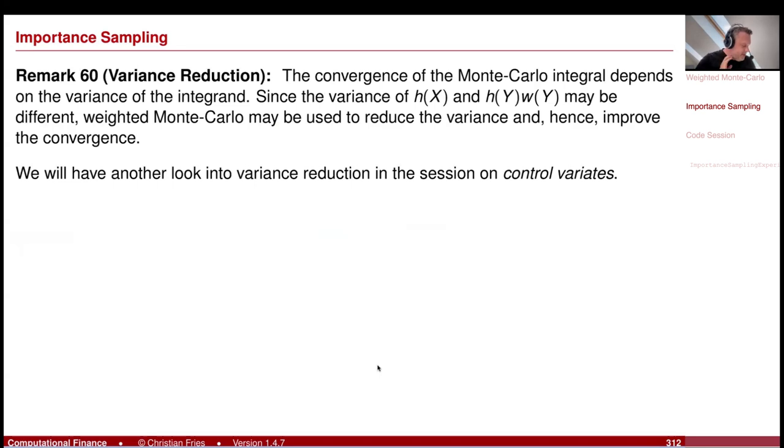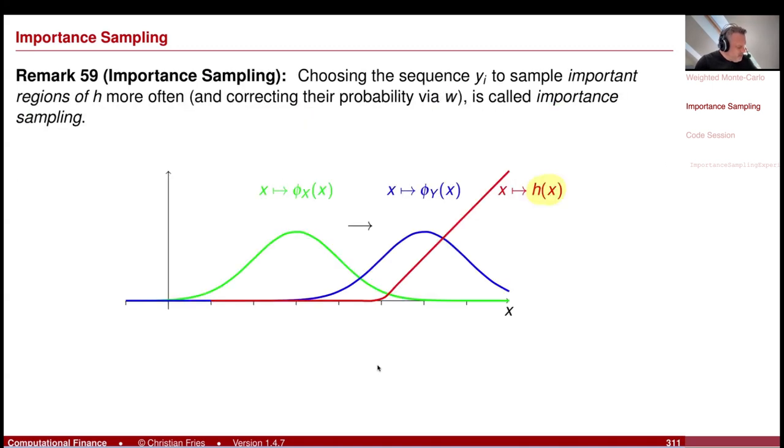So the convergence of the Monte Carlo integral depends on the variance of the integrand, and the variance of these two could be different. So weighted Monte Carlo may be used to reduce the variance and hence improve the convergence by sampling more important regions, as we do in the picture, so we use our Monte Carlo samples more efficiently. Maybe I try this on the computer and you see that this really works very well.